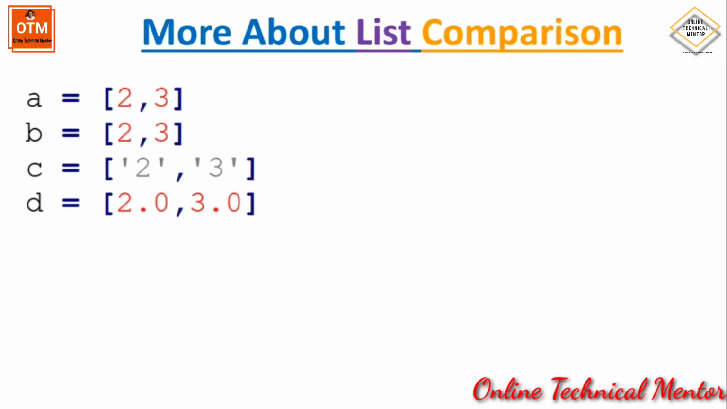Let me consider these four lists, where A is initialized with 2 and 3, B is initialized with 2 and 3 also, C is also initialized with 2 and 3, but these 2 and 3 are characters, and finally D is initialized with 2.0 and 3.0, both are float type. So the first two are integer lists, the third one is a character list, and the fourth one is a float type list. Now look at what happens when you compare A equal to B.